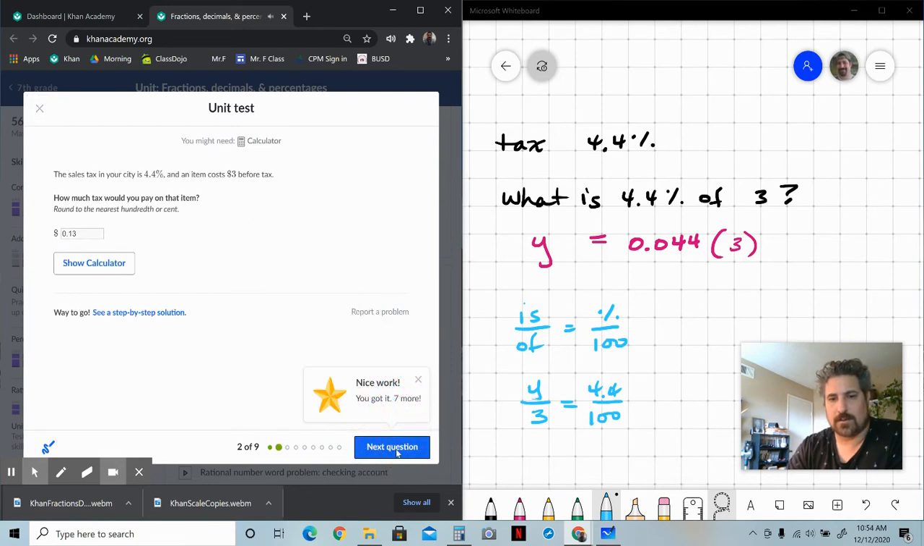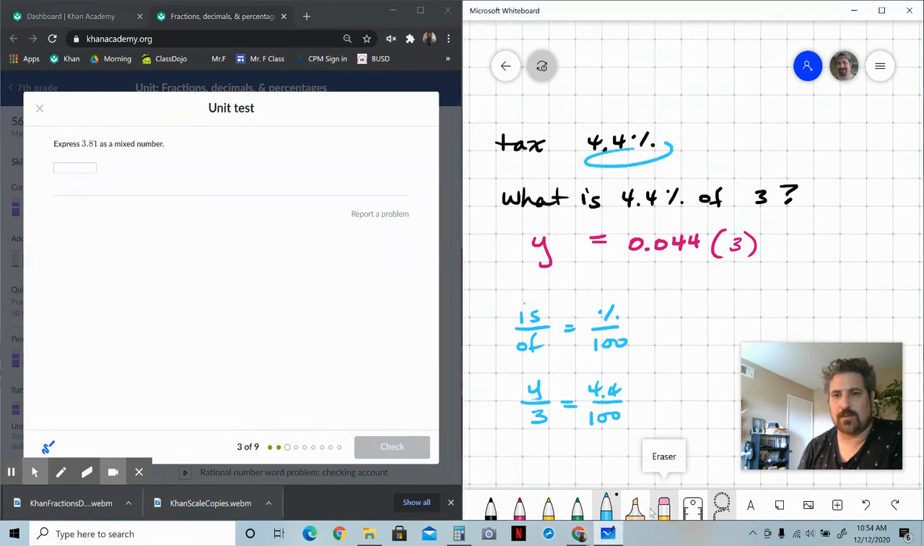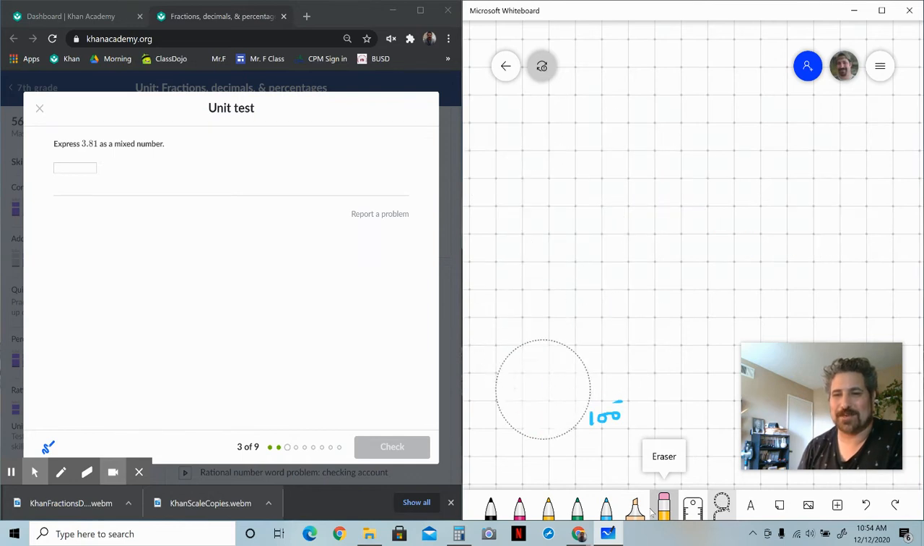Okay. The next one says express 3.81 as a mixed number. So I don't really know what math there is to do on this one. It's pretty easy, right? So let me show you guys what it looks like. So 3.81 is the same as 3 and 81 out of 100, right? So I guess that's what it means by express it as a mixed number.